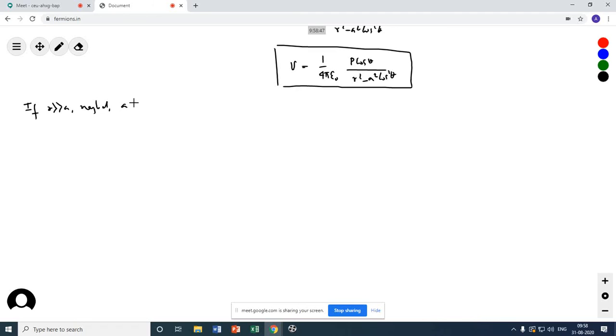So if I neglect a, what do I get here? V would be equal to k p cos theta by... wait a minute, we got what? V is inversely proportional to r square. Inversely proportional to r square.